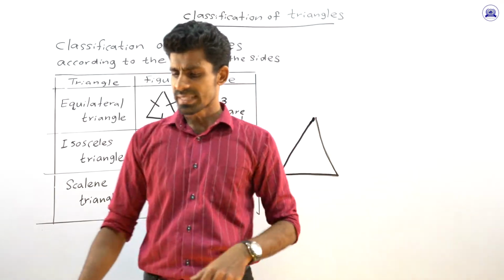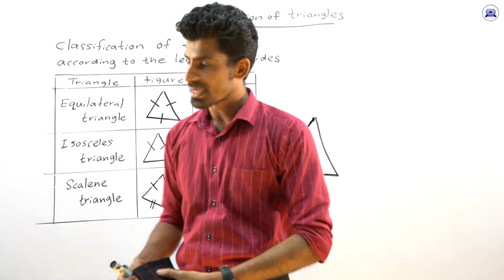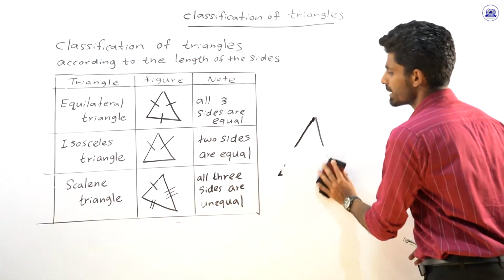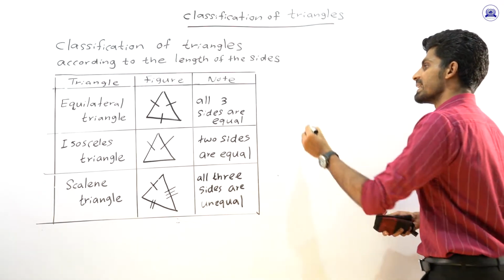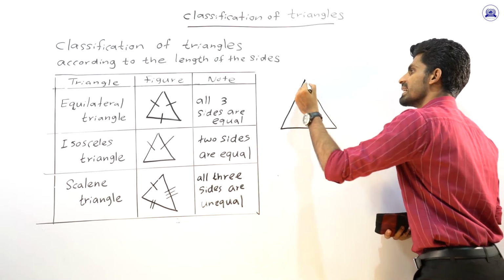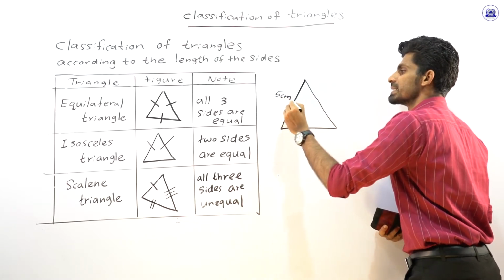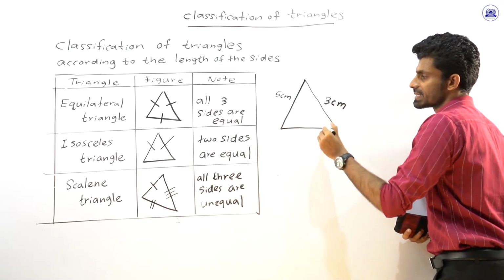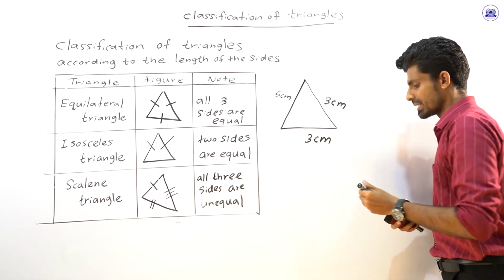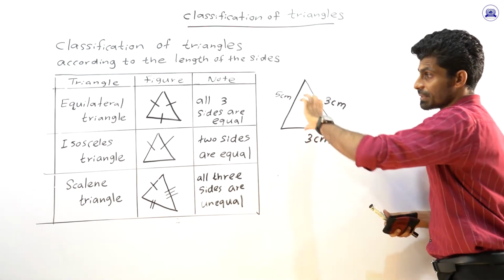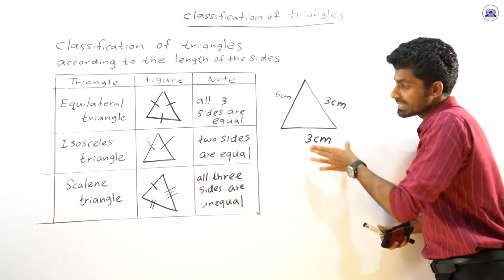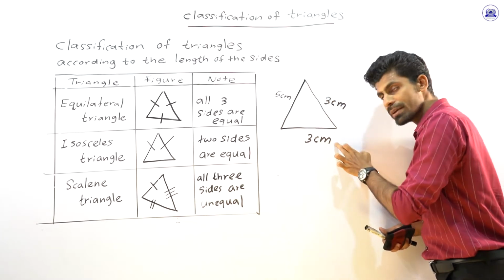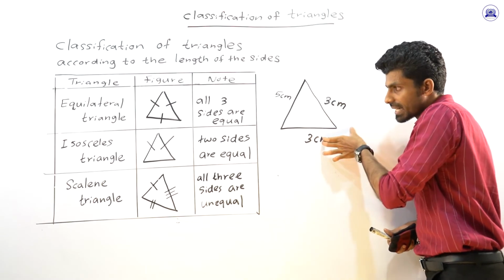Let's take some examples together, right? Look at this one. I'm just erasing this one. Quickly take this one. I'm just taking 5 centimeters, 3 centimeters, 3 centimeters. Then you can clearly see that these two sides are equal.